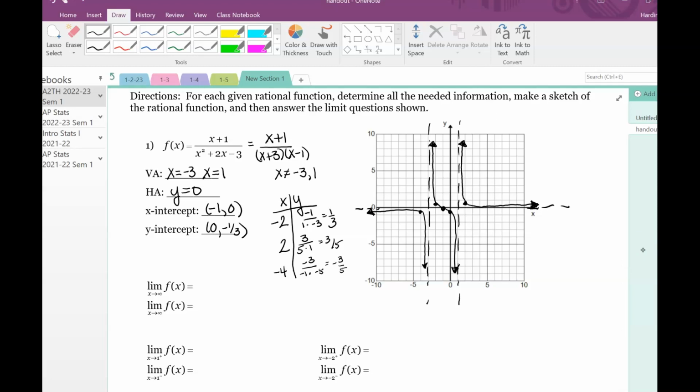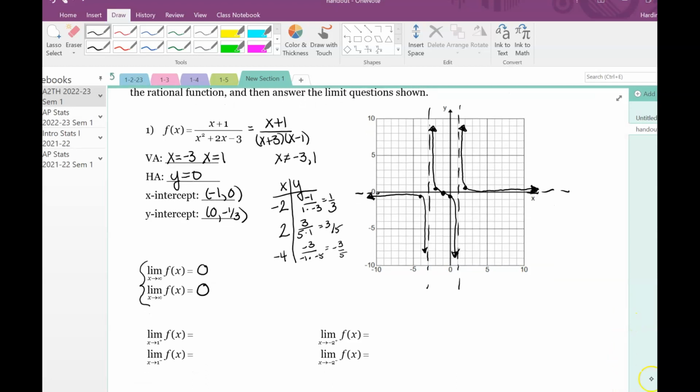So first of all, the end behavior limits, these right here, when x goes to infinity and x goes to -infinity, that's just the horizontal asymptote. That was the whole point of the horizontal asymptote. So I can just drop zeros right into those. Now looking at each of these, oops, looks like I wrote 2's there instead of 3's. Let me change that in a second here.